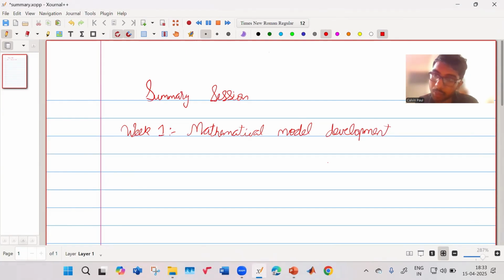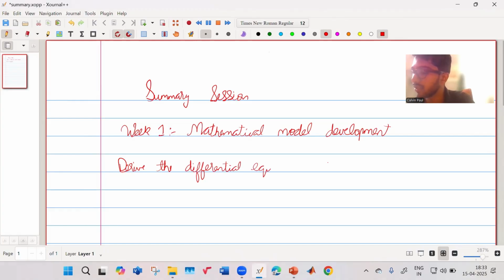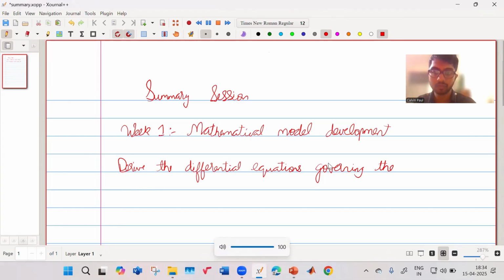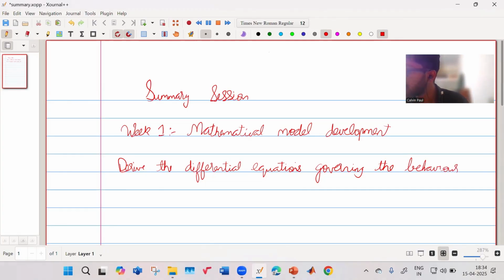Where what you are supposed to do is derive the differential equations governing the behavior of the system. Okay.